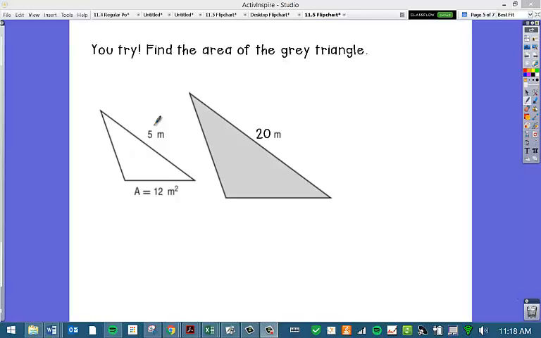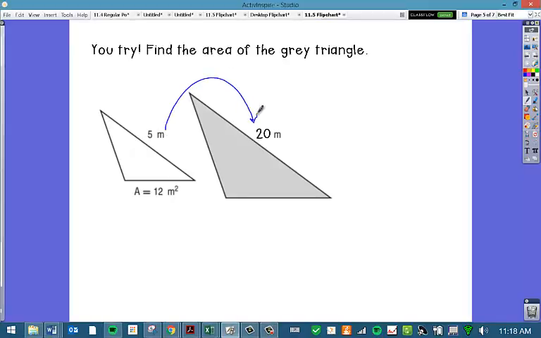Okay, so we know the old side is 5 and the new side is 20. So we're trying to figure out, if the old area is 12, what the new area is going to be. So first we have to figure out what the scale factor is. I'm going to take 5, multiply it by my scale factor, and that should give me my new side, 20. So 5 times the scale factor should give me 20. I divide both sides by 5, so my scale factor is 4.